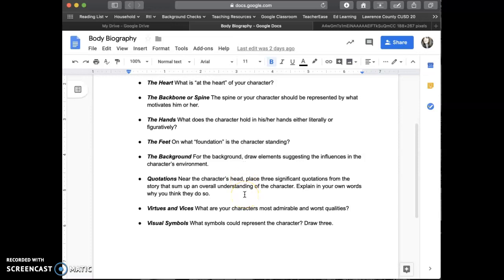The next thing you need to do is find 3 significant quotations from the story, copy the sentence, and put it in quotation marks. Please put the page number there so we can find it easily, and then explain how those sum up the story. Virtues and vices: these are the most admirable qualities and the worst qualities. You need to have a couple of each of those. What are the things that make the character likable? What are some things that we dislike about him or her? And then visual symbols: what symbols could represent the character? You need to draw 3.